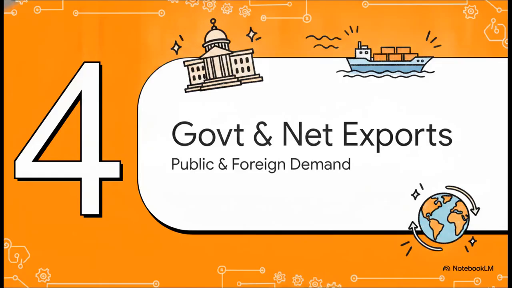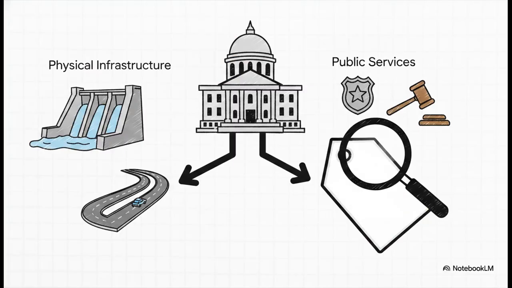Section 4, Government and Net Exports, covering public and foreign sector demand. The third massive component of aggregate demand is government expenditure. Governments spend a staggering amount of money just to keep a country running. This covers capital public investment, things like building dams, schools, or highways, and current consumption expenditure, which pays for defense, administration, and law and order. And this brilliantly highlights a really unique challenge in national accounting. How on earth do you value police protection? Because these public services completely lack a competitive market price, they are valued purely at their cost to the government.